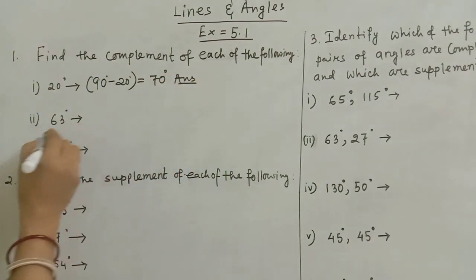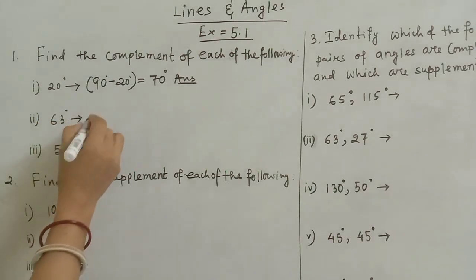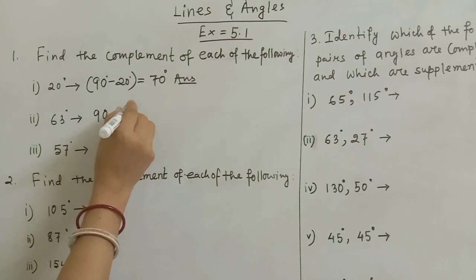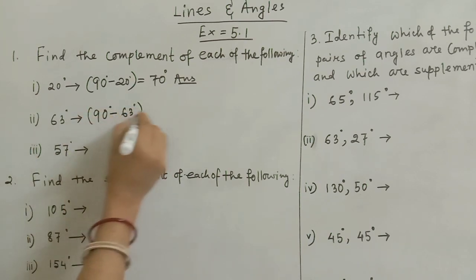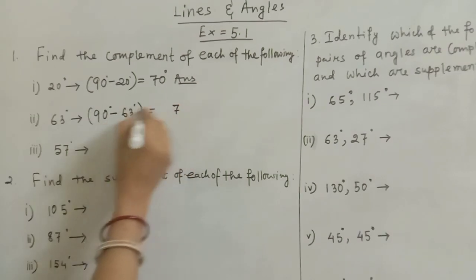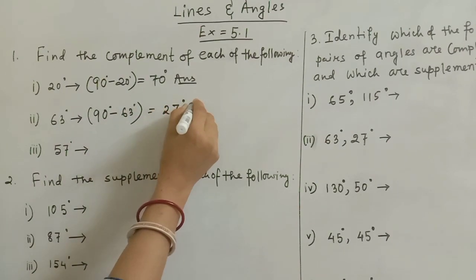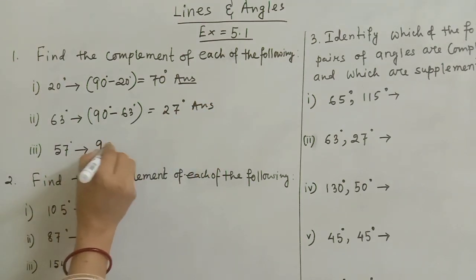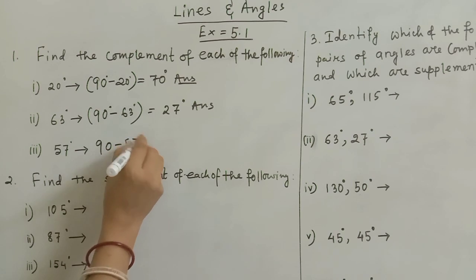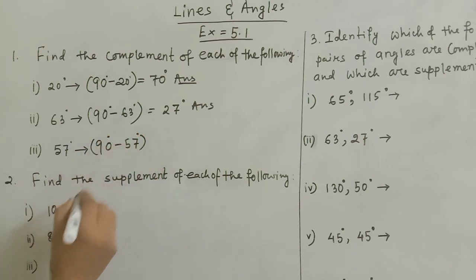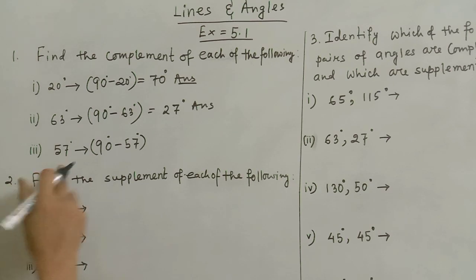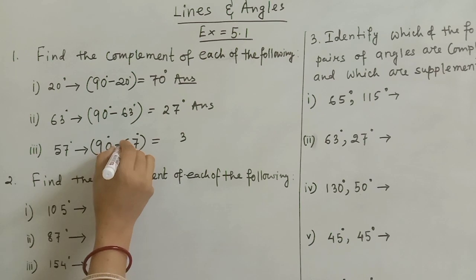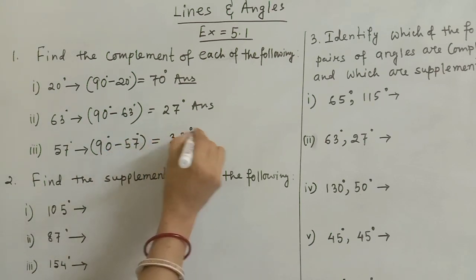The same way you will find the complement of 63 degrees. Complement of 63 means 90 degrees minus 63 degrees, and you will get 27 degrees. In the same way, 90 minus 57. You just have to subtract these two angles and you will get the complement of 57 degrees. The result is 33 degrees.